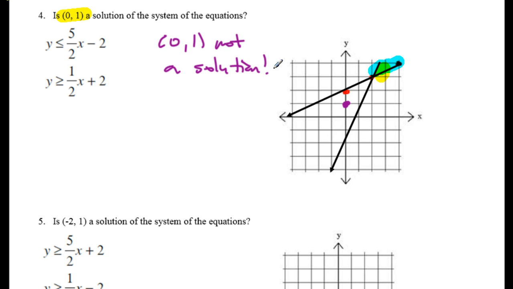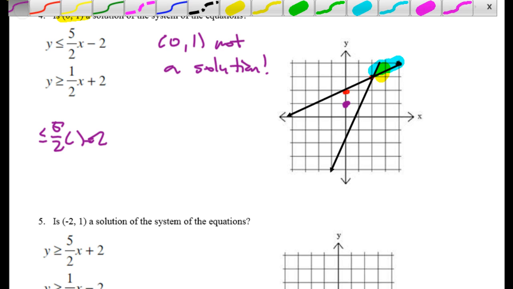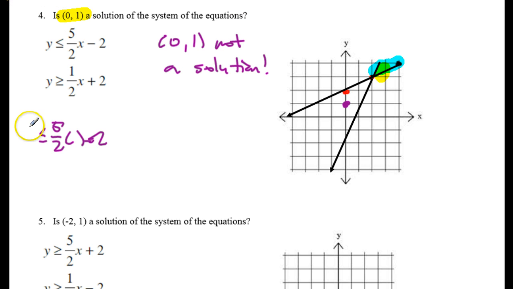Okay? And another way we can do this, like we've always been doing, is if we plug it in. If it's a solution, it will be true on both. So if I take the first inequality, y is less than or equal to 5 halves x minus 2, and I plug in the x and the y, I should plug in 1 for the y, 0 for the x.